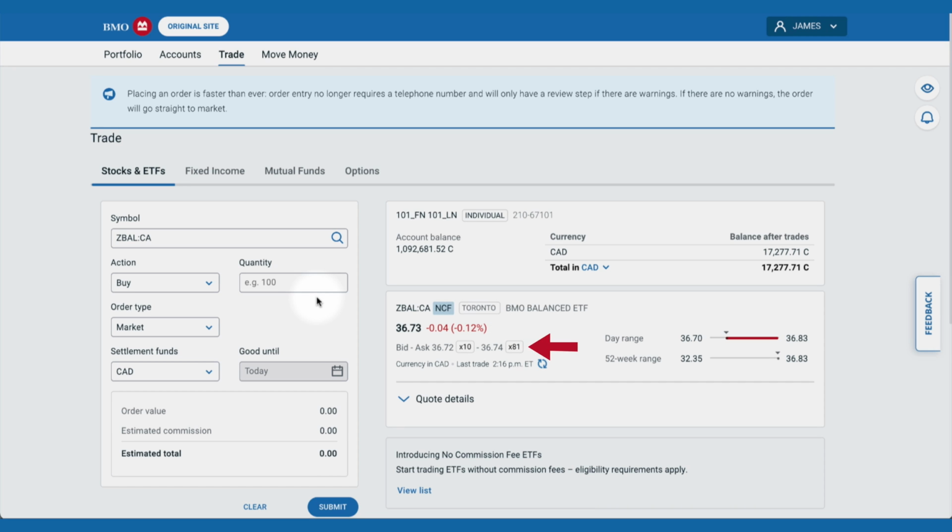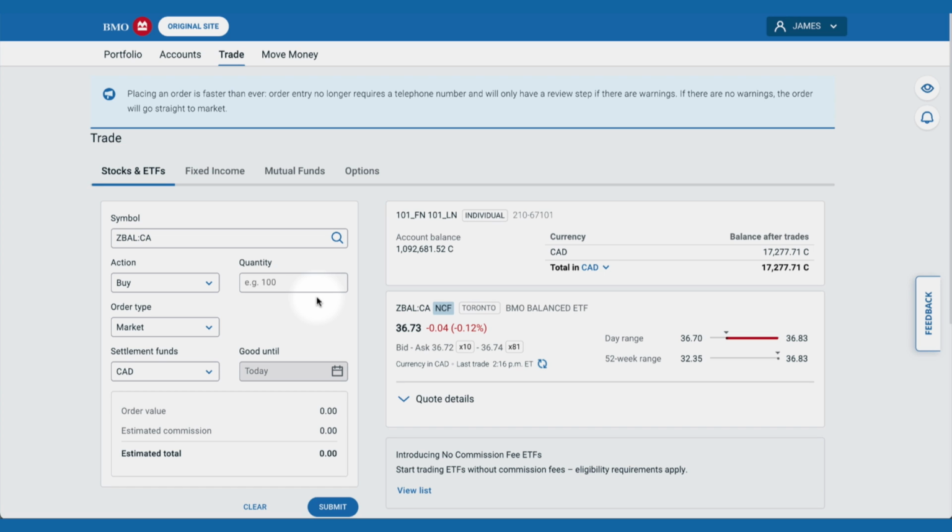The next line is important. It shows the current highest price being bid to buy shares of ZBAL and the lowest price investors are willing to sell it for, the ask. The difference between these two numbers is known as the spread.